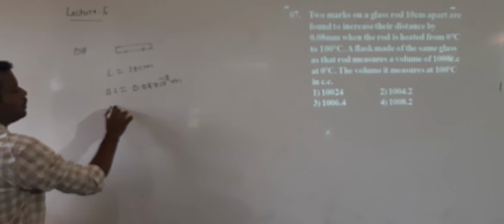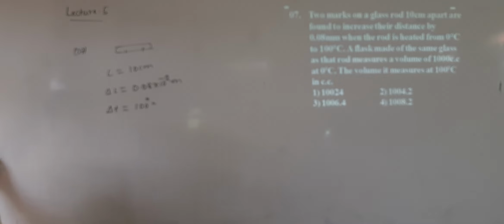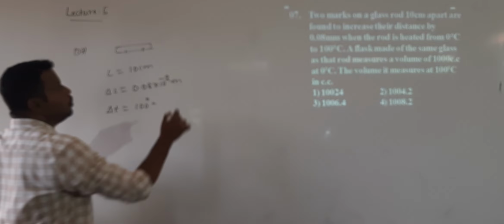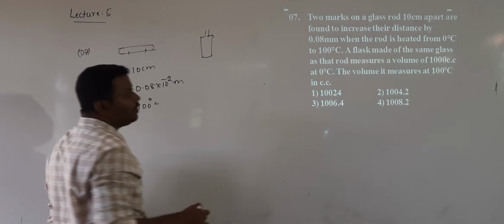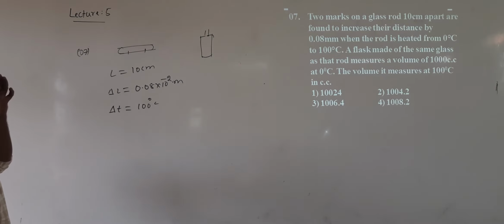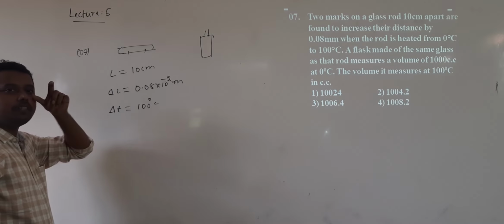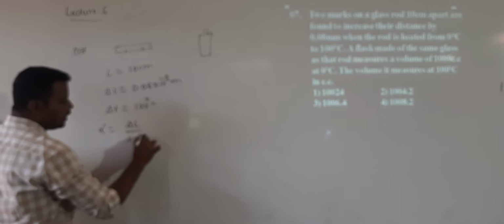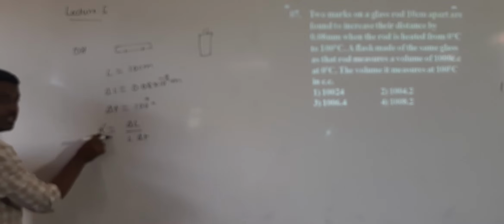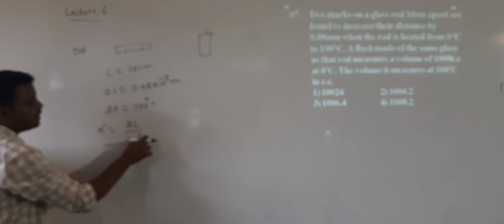Whenever the rod is heated, what is the increase in temperature? 100 degrees Celsius. Now they made one flask using the same glass. They constructed one flask, and that flask is made of the same glass as here. Can I calculate alpha for the given glass? Alpha is given by delta L by L into delta T. The coefficient of linear expansion is the ratio of the increase in length to the initial length per unit rise in temperature.